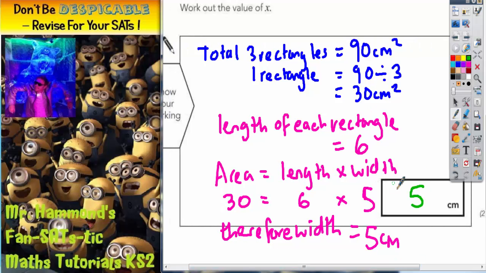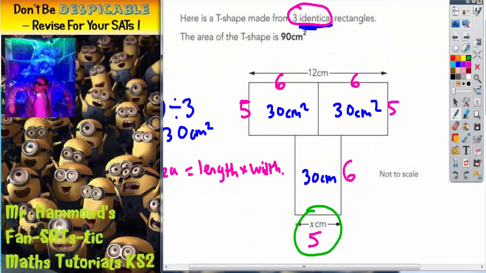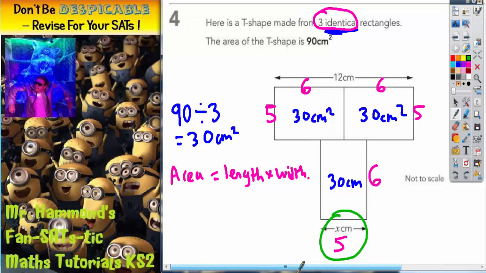And there's your working out. Please feel free that anytime you get a question like this to do some workings out on the actual diagram itself, like we did there, to help you understand what's going on.